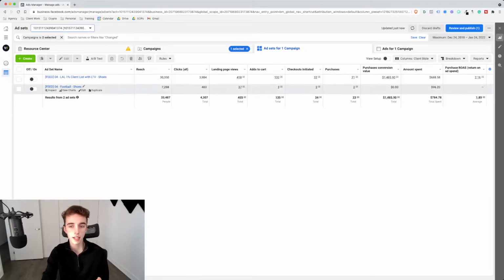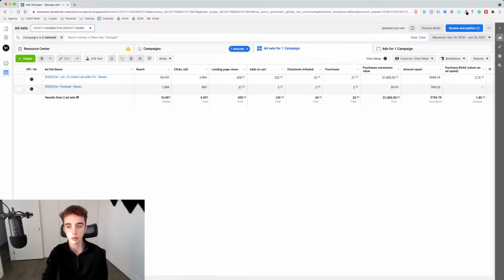So that said, we can actually see one of the many errors of Facebook, that happens pretty often with different clients. That ad account right here reported back 2 purchases for this ad set without any purchase conversion value. That makes it a little hard for you to optimize.